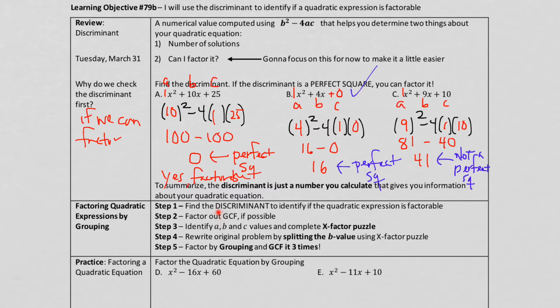And so here are your steps again. There's 5 of them. Let's go through some examples here and just practice factoring quadratics by grouping.